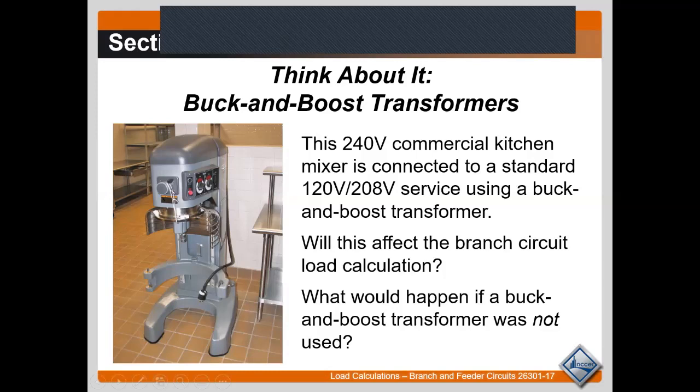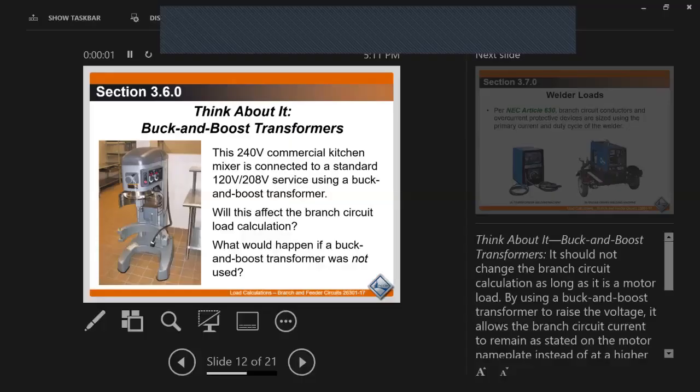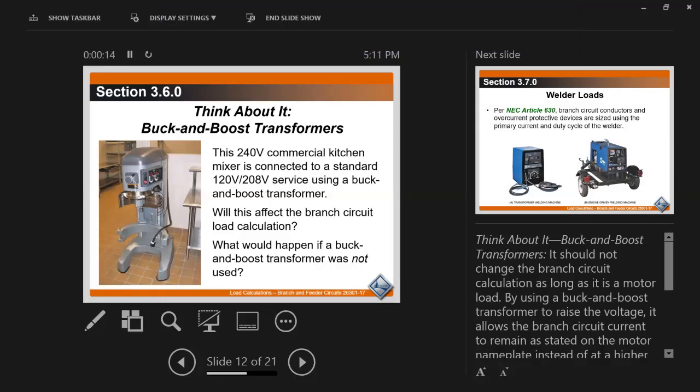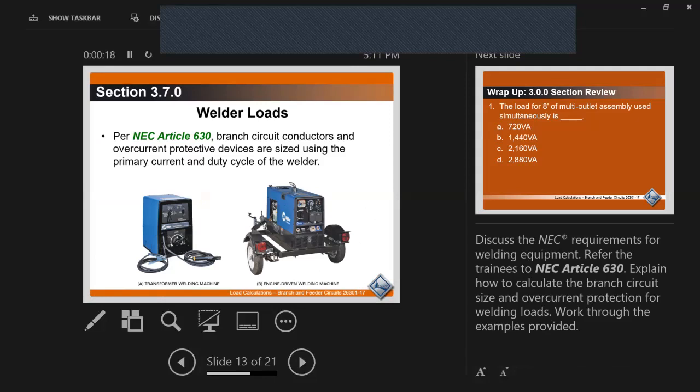Let's see what they say. They're saying that it should not change the circuit calculation as long as it is a motor load using a buck and boost transformer to raise the voltage. It allows the branch circuit current to remain as stated on the motor nameplate instead of that of the higher. Okay, well, that makes sense then.